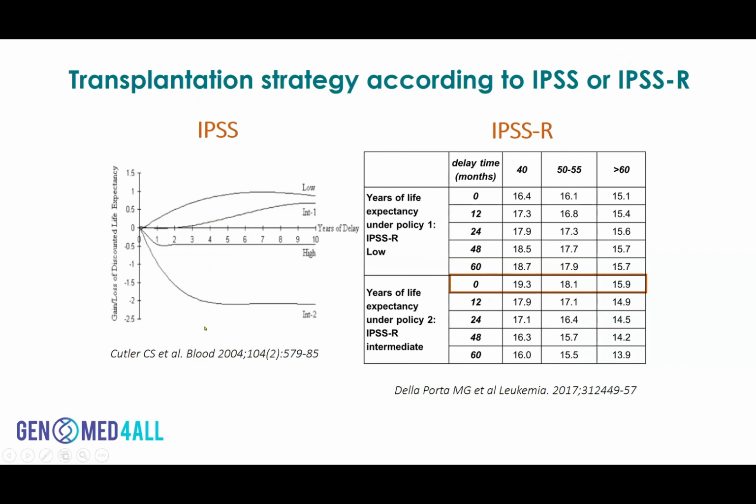Actually, the so-called revised IPSS, a score mainly associated with conventional hematological features, represents the basis for the transplantation decision-making process in MDS. And there is a general consensus that in patients with high-risk disease, according to the revised IPSS, performing transplantation immediately is associated with a gain of life expectancy.